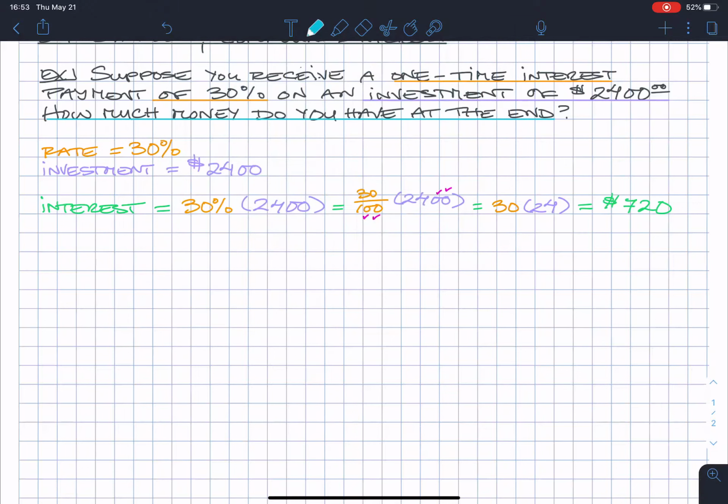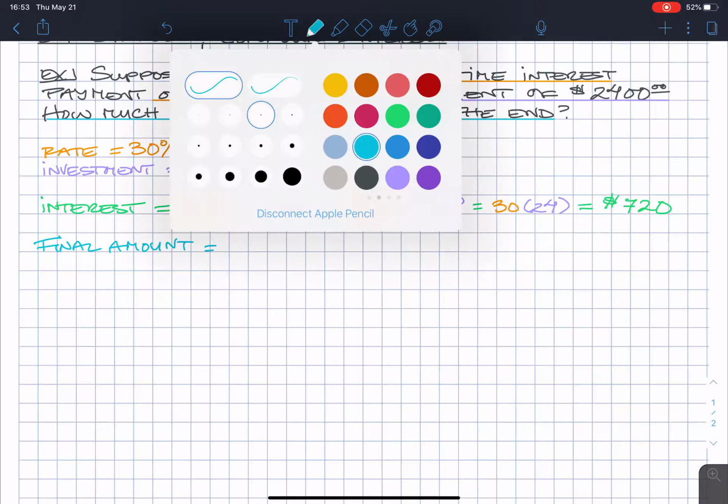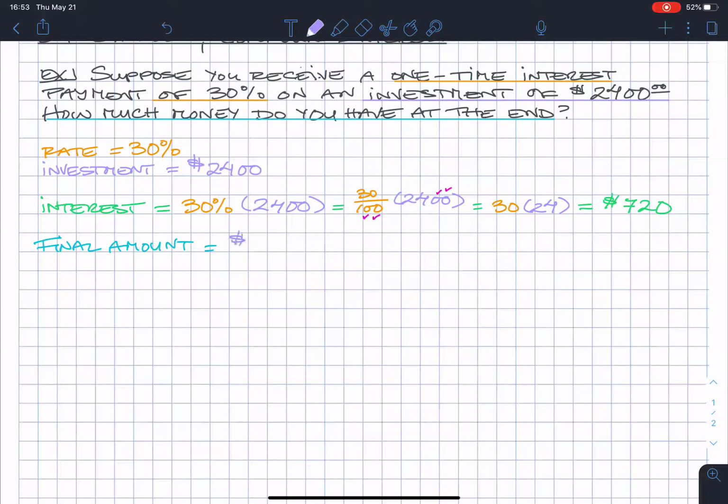So what's the amount I have at the end? So final amount? Well, that's going to be the initial investment, 2,400, plus the interest I earned on that investment, which was 720. So the final amount you end up with is going to be $3,120.